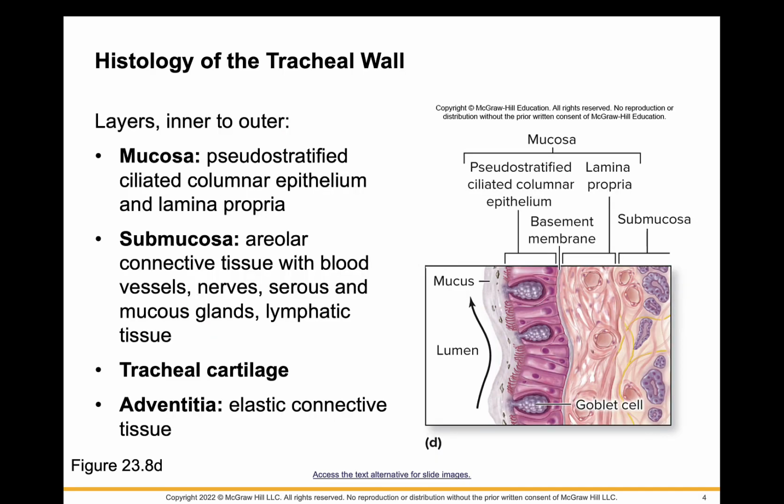Now, the histology of the tracheal wall is interesting. If we look at the innermost layer, the mucosa, this is a pseudostratified ciliated columnar epithelial tissue. There is a submucosa of areolar connective tissue. Here we can find blood vessels, nerves, different types of glands, and also the lymphatic tissue. Then we have the tracheal cartilages themselves, and then the adventitia, which is elastic connective tissue overall.